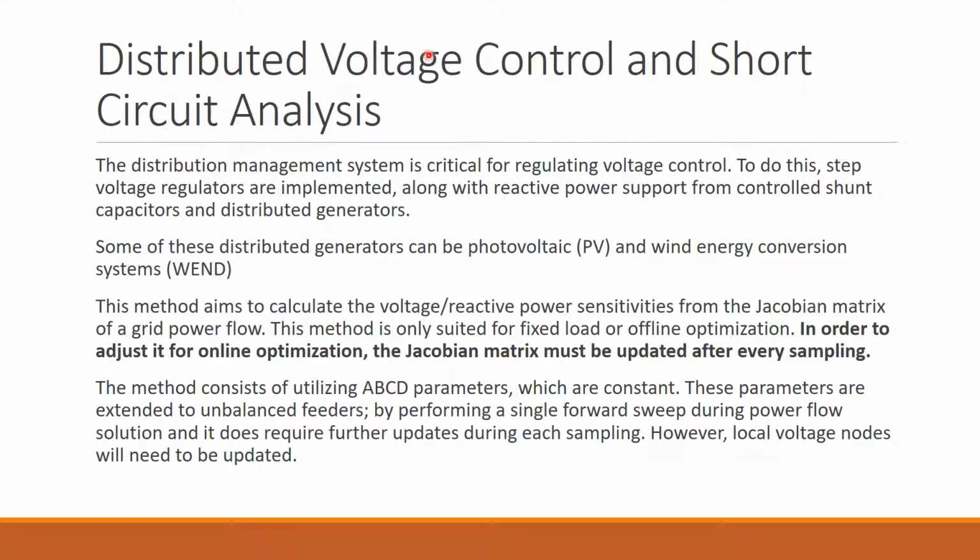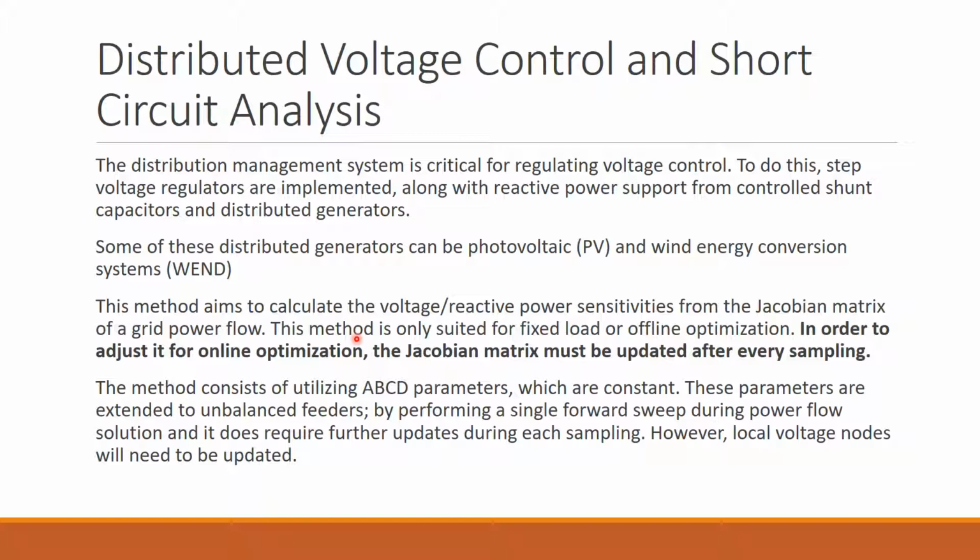So the distributed voltage control and short circuit analysis: the distribution management system is critical for regulating voltage control. To do this, step voltage regulators are implemented along with reactive power support from control, shunt capacitors, and distributed generators. Some of these distributed generators can be photovoltaic or wind energy conversion systems. This method aims to calculate the voltage and reactive power sensitivities from the Jacobian matrix of a grid power flow. This method is only suited for fixed load or offline optimization. In order to adjust it for online optimization, the Jacobian matrix must be updated after every sampling.